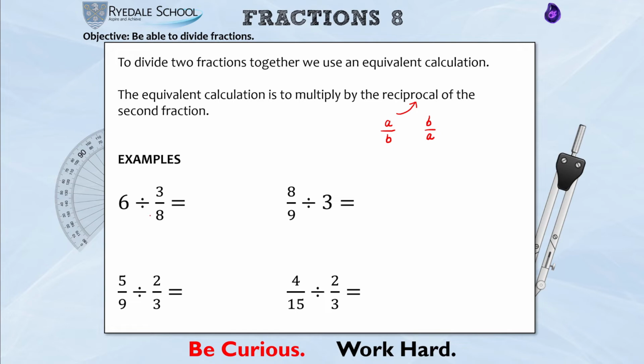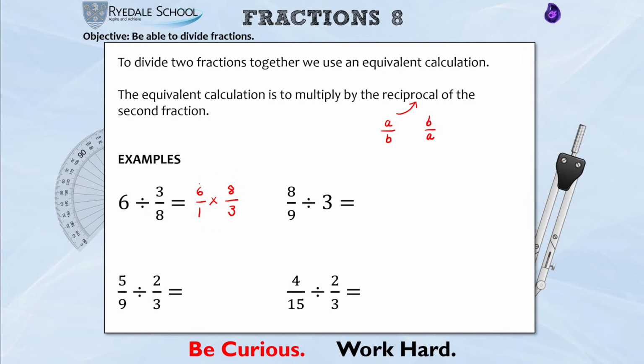So let's see how this works with some examples. So 6 divided by 3/8. Well, the first thing that I want you to think about is this 6 being 6 whole ones. So I'm just going to write it as a fraction. We saw that last lesson. I'm going to change my divide to a times by sign, and I'm going to do the reciprocal of 3/8. So I'm going to swap the numerator and the denominator around, and that is 8/3.